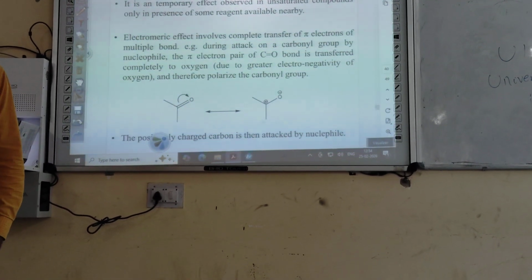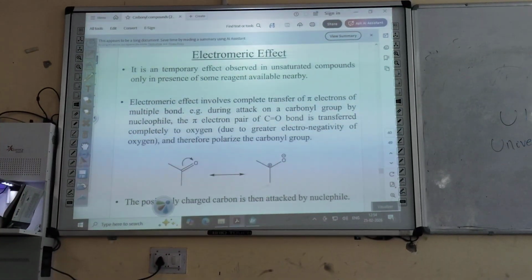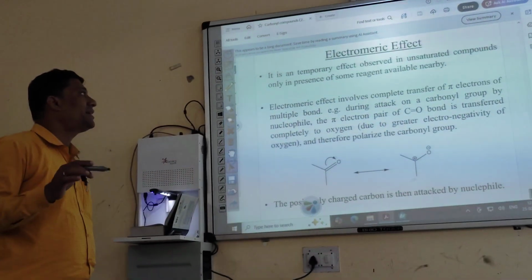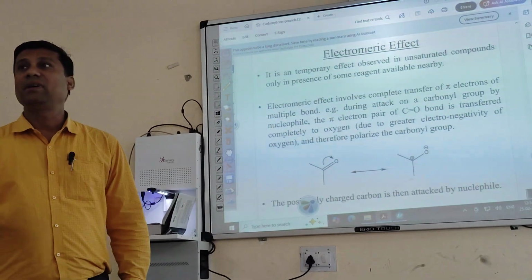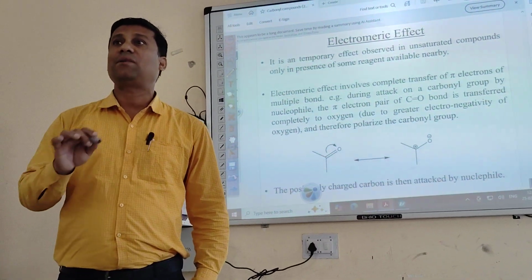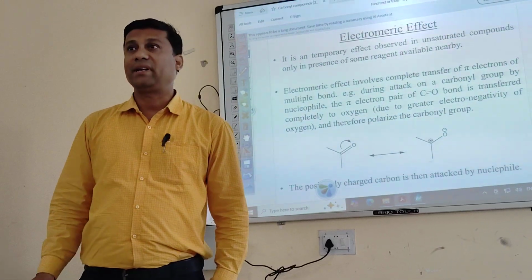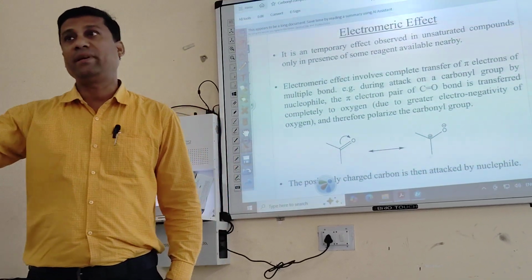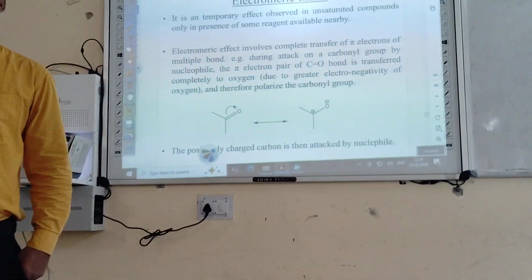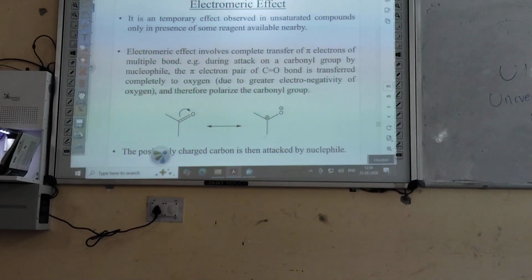What do you mean by unsaturated? If carbon-carbon double bond and triple bond are there. Unsaturated compounds only in presence of some reagent available nearby. If some reagents are present nearby, then it will cause some temporary effect. It is not permanent. If the reagent is removed, the effect will be removed. If the reagent is present, the effect will be there. That's why it is a temporary effect.